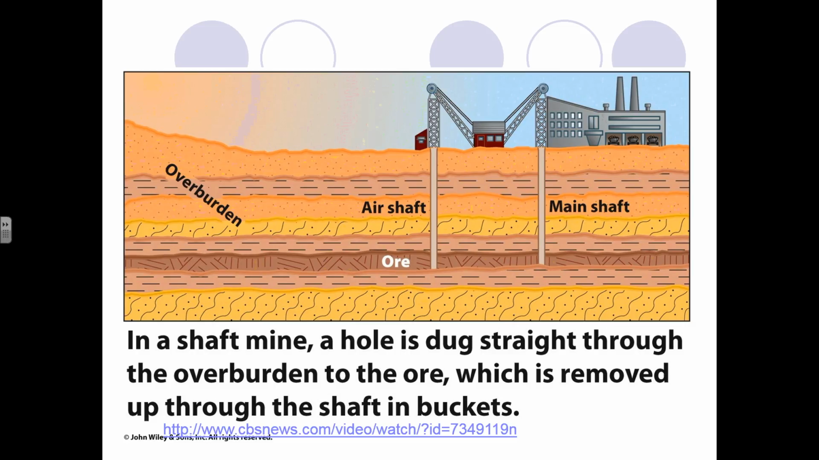So it says on the slide, in a shaft mine, a hole is dug straight through the overburden to the ore, which is removed through shaft buckets. And then all of those buckets are brought up to the surface, and then they're going to be processed, which we're going to talk about in a second. So this is a shaft mine. It contains shafts.